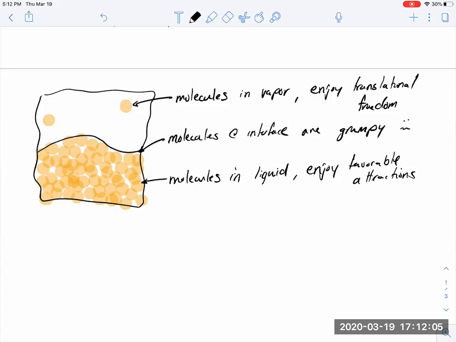They don't really like being there. From an entropic perspective, they have lower entropy because there are fewer translational states that they can adopt. From an energetic perspective, there are fewer other molecules around them, so they don't have as much favorable energy. So from both perspectives, the free energy associated with molecules at the surface should be positive. It should cost free energy to have created that surface. And indeed, that's true. Creating an interface costs free energy.